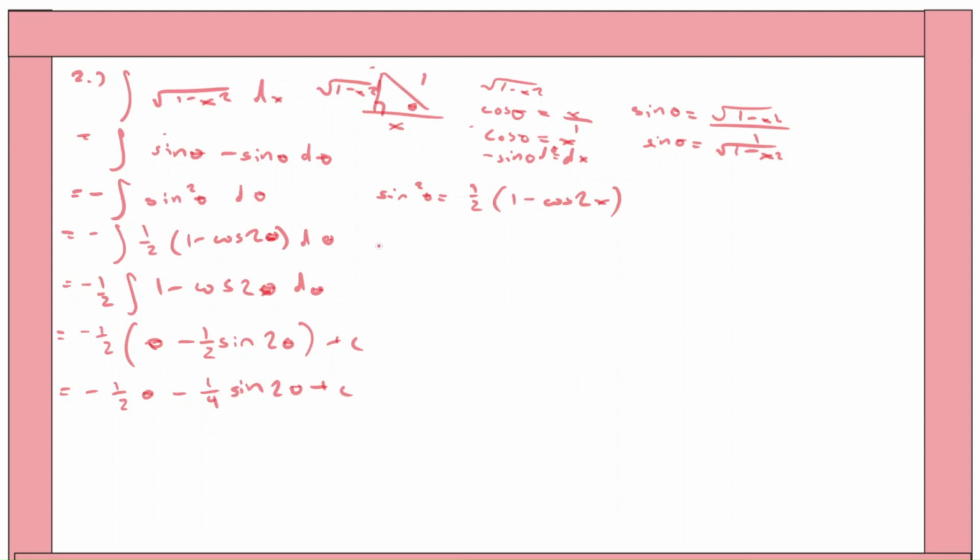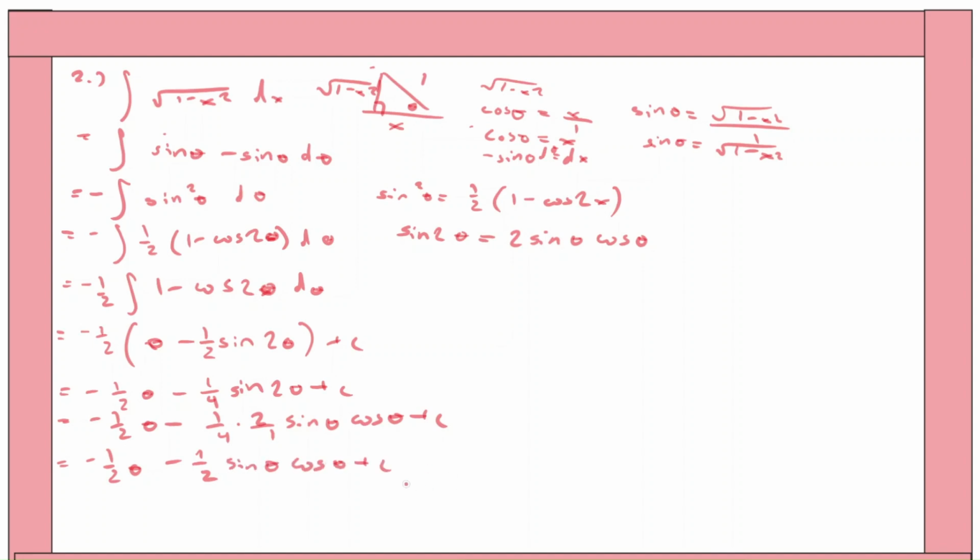Now, another identity we just kind of have to know from trig is that the sine of 2 theta is equal to 2 sine of theta cosine of theta. That's just an identity to know. And so we're going to have 1/2 theta minus 1/4 times 2 over 1 if you like, times the sine of theta cosine of theta plus c. This one will stay the same, and we can multiply this. 2 over 4 turns into 1/2 times the sine of theta cosine of theta plus c.